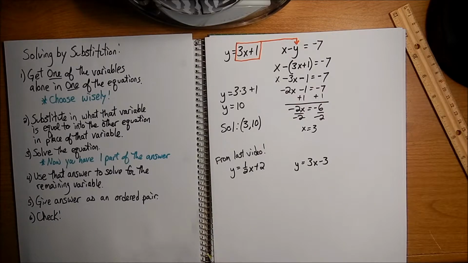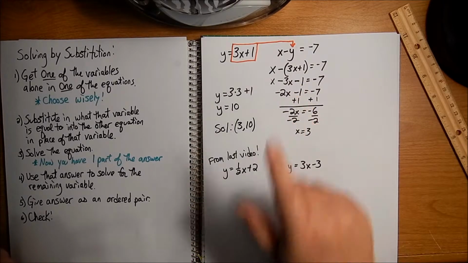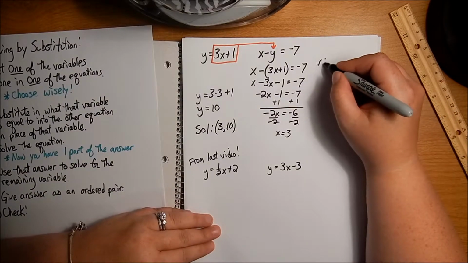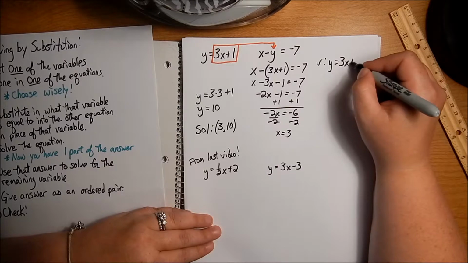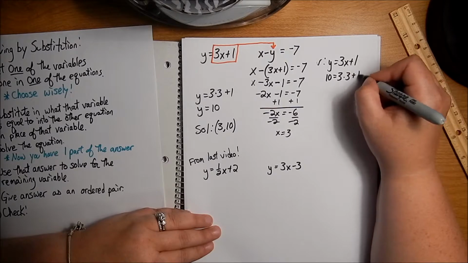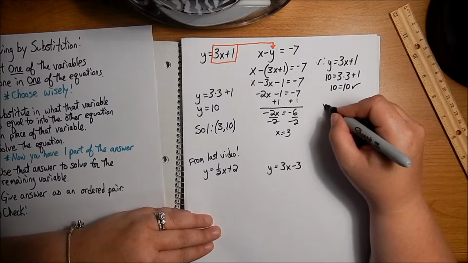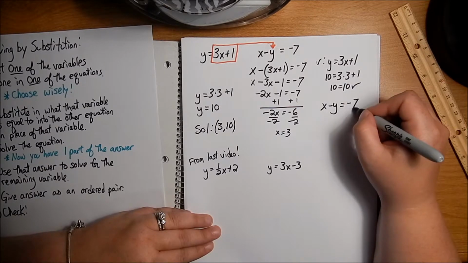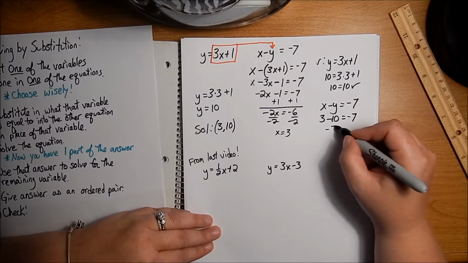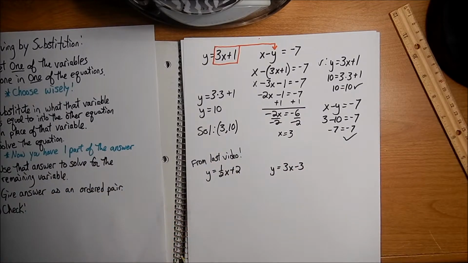So, let's just double check, because I feel like some of you don't believe me, because some of you are going to insist that I'm wrong with this business, but I've been doing this a long time, so let's just do our check over here real quick. Y equals 3x plus 1. Let's see. Y is 10. Is 10 equal to 3 times 3 plus 1? Yes, 10 is equal to 10, so I know it works in the first equation. Let's try the second. X minus y equals negative 7. Let's see. Is 3 minus 10 equal to negative 7? You bet it is. So, 3, 10 has got to be our answer.